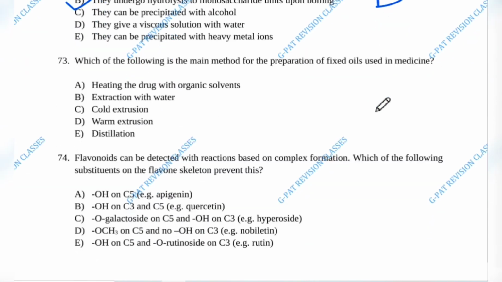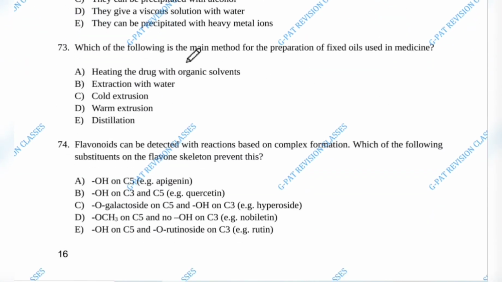Next is question number 73: which of the following is the main method for preparation of fixed oil used in medicine? The answer is C, cold extrusion.